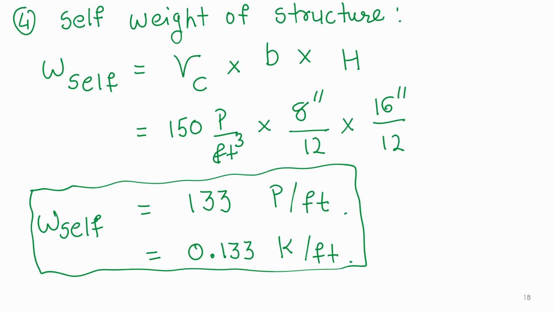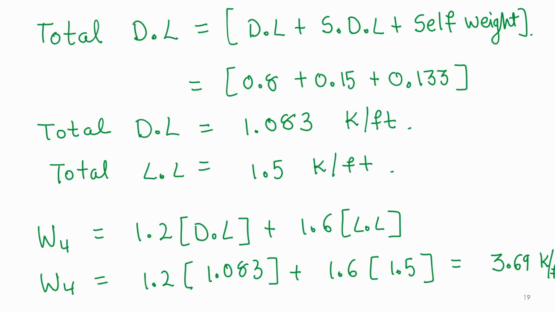So this is some approximate value, and the next step is the self-weight of the structure. So step number 4, you have the width and height. We need to multiply with the weight of concrete. So self-weight will be 0.133 kip per feet. The total dead load in our case is 1.083. Live load is 1.5. We are using safety factors 1.2 and 1.6 to determine the total load on the beam, which in our case is 3.69 kip per feet.